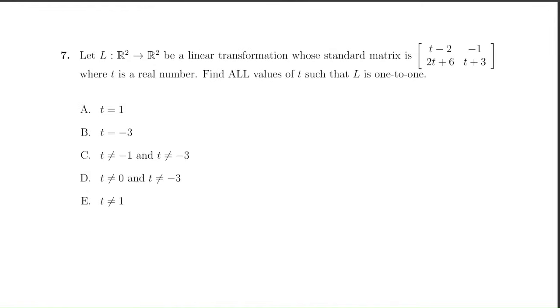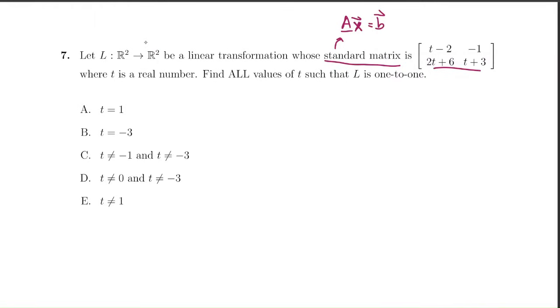Number 7. We have this linear transformation whose standard matrix is this. So standard matrix, what does that mean? We have our transformation Ax equals b, so A is going to be our standard matrix.